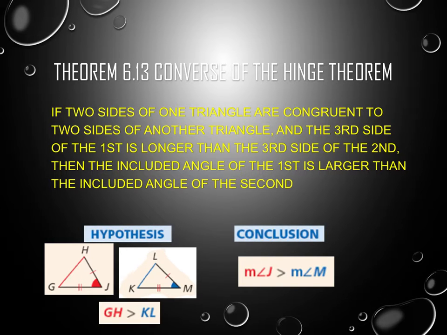So here they're telling us that side GH in this red triangle is the bigger side. So then that tells me that the angle across from it, angle J, is going to be bigger than angle M that's across from the smaller side KL.